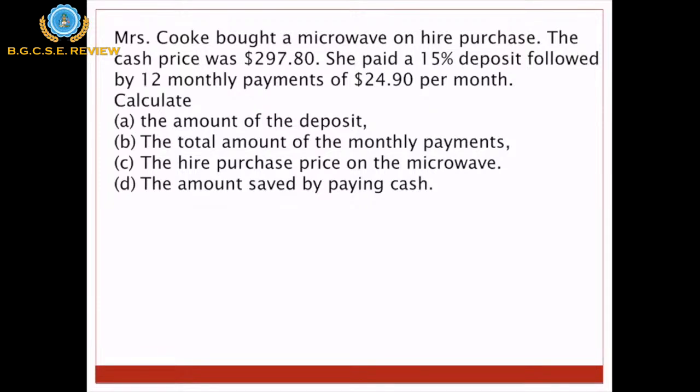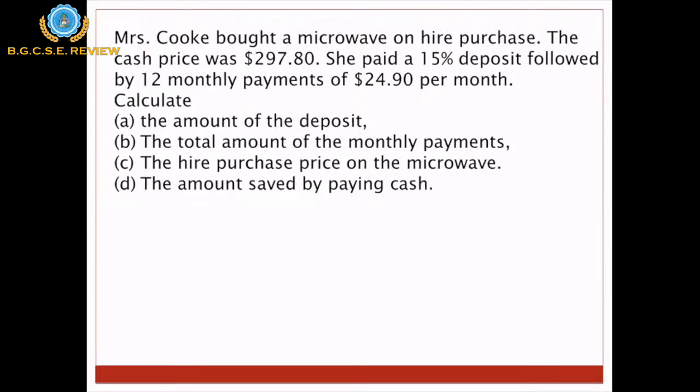It says, Mrs. Cook bought a microwave on hire purchase. The cash price was $297.80. She paid a 15% deposit, followed by 12 monthly payments of $24.890 per month. Calculate A, the amount of the deposit, B, the total amount of the monthly payments, C, the hire purchase price on the microwave, and D, the amount saved by paying cash. So you have 10 minutes. Go ahead and begin the question.